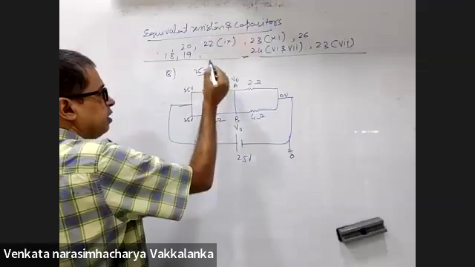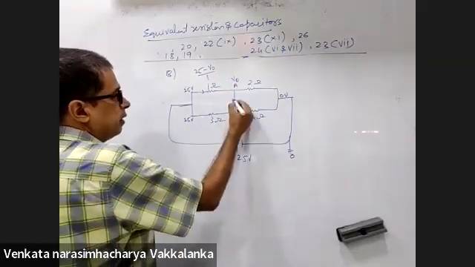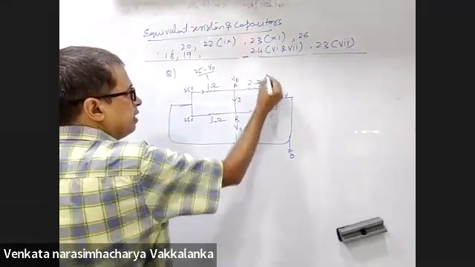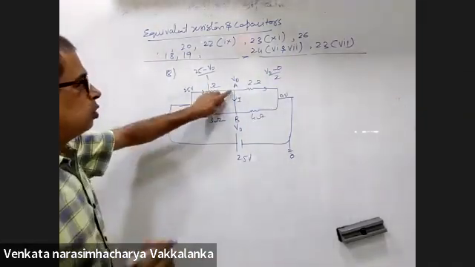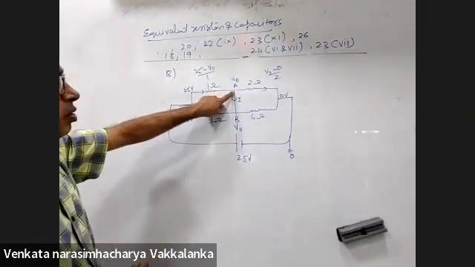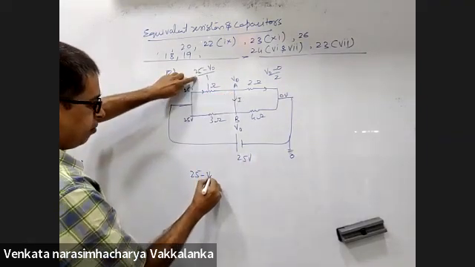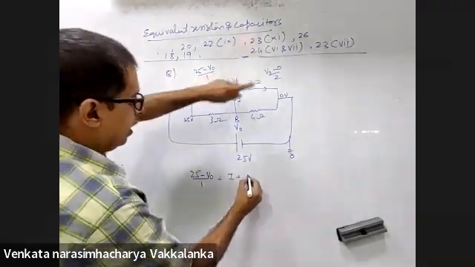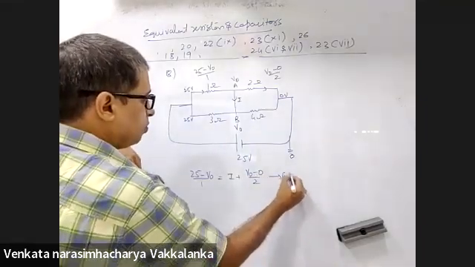25 minus V0 by 1. Take the current in this branch as I. The current in this branch is V0 minus 0 by 2. Total incoming current should be equal to the total outgoing current. Here it will be 25 minus V0 by 1 should be equal to I plus V0 minus 0 by 2. This is my first equation.